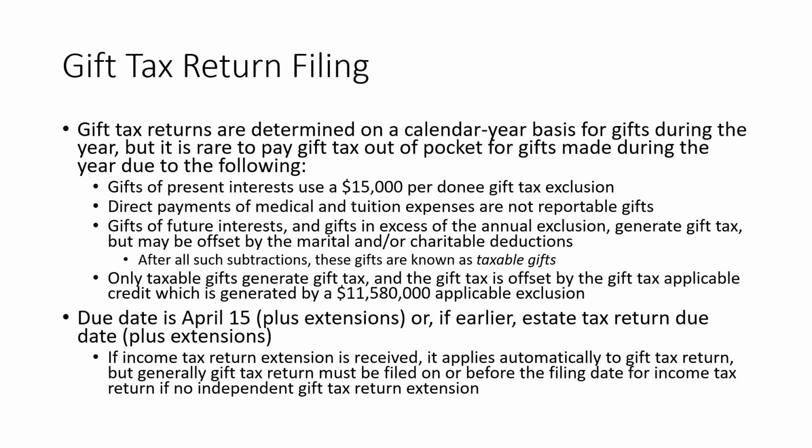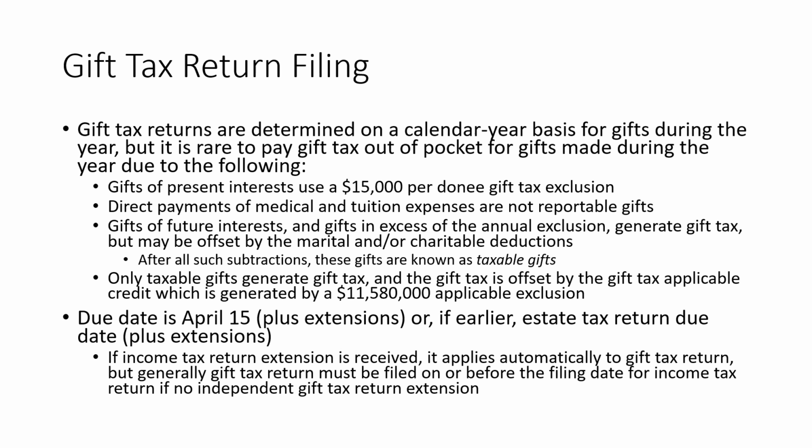Now, gifts of future interest and any gifts of present interest in excess of the annual exclusion could generate gift tax, but they're first offset by a marital and/or charitable deduction, subject to certain rules we've looked at in the past and we'll look at further in the future. Now, it's important to note for the terminology, once you take out all annual exclusions and the marital and charitable deductions and an offset for gift splitting, as we're going to look at later, what you're left with is a figure known as taxable gifts.